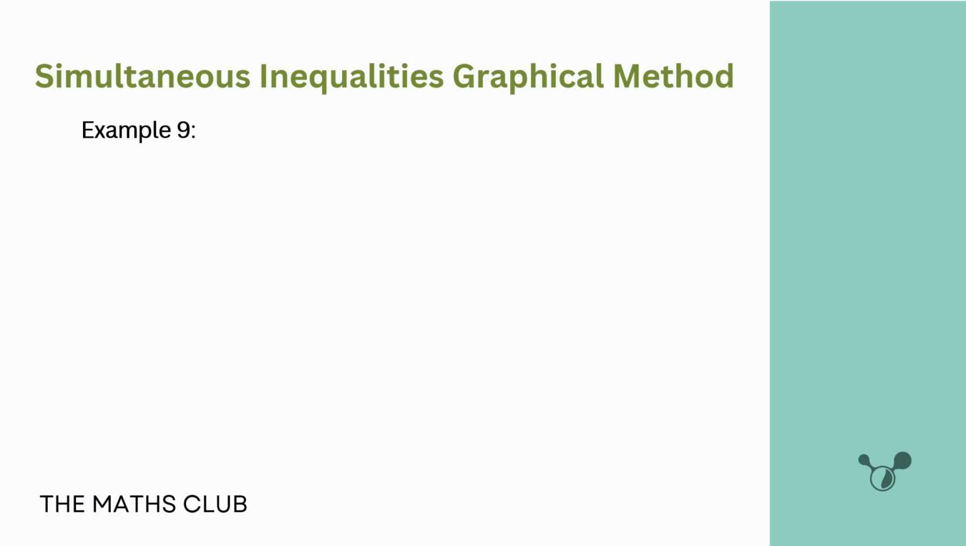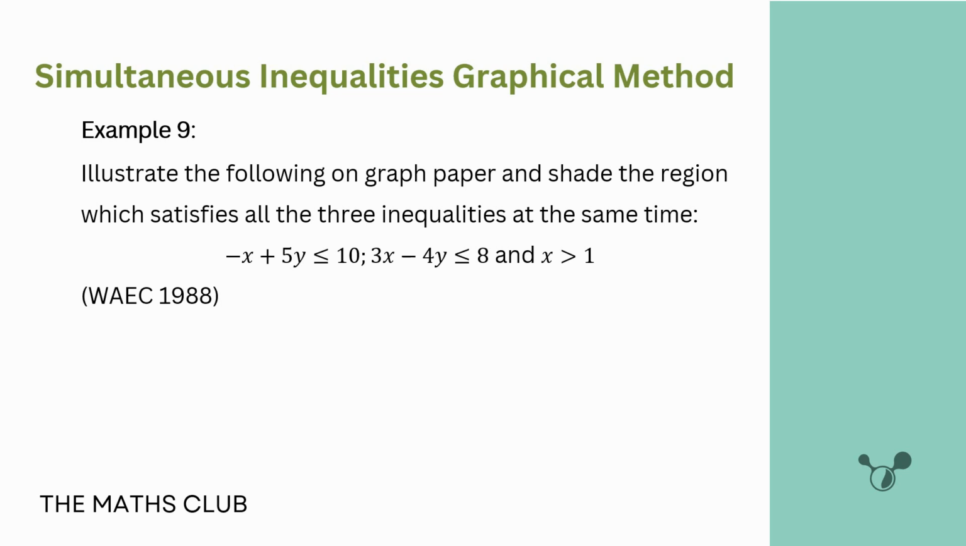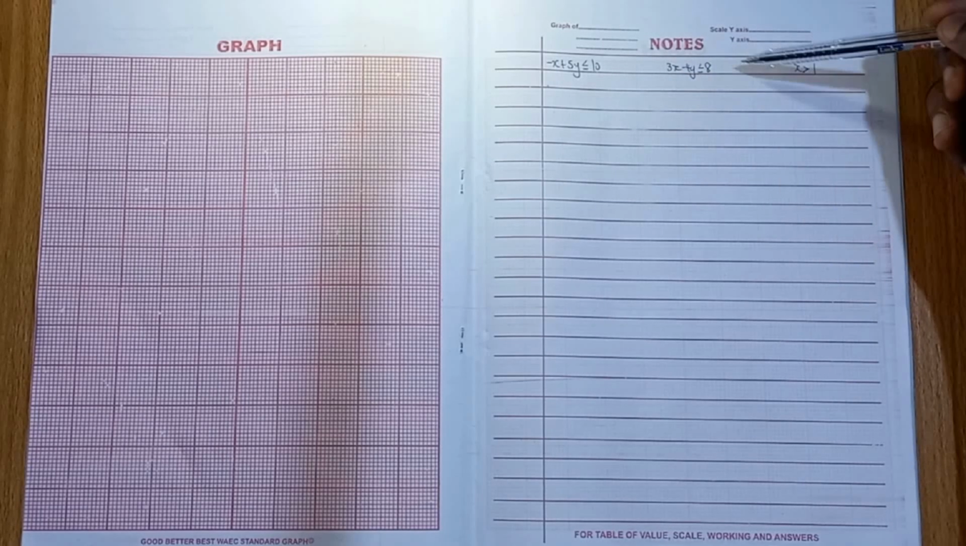Let's see an example. Example 9 states that we should illustrate the following on graph paper and shade the region which satisfies all the 3 inequalities at the same time. Minus x plus 5y is less than or equal to 10. 3x minus 4y is less than or equal to 8, and x is greater than 1. This is taken from WAEC 1988. Let's solve it. So we have these 3 equations.